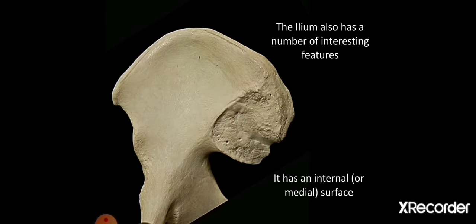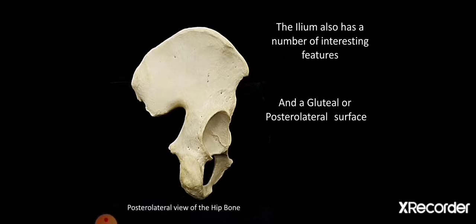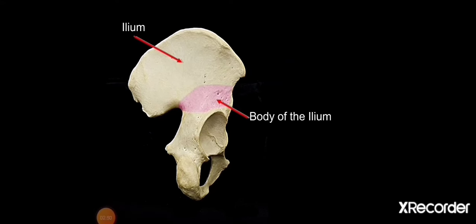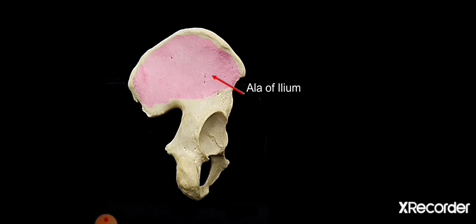And the ilium also has some interesting features. It has an internal surface, which is known as the medial surface. This is the medial surface. This is the lateral surface, also known as the gluteal surface. This is known as the body of ilium, and this is the ala of ilium. This is the iliac crest at which we tie our belt.